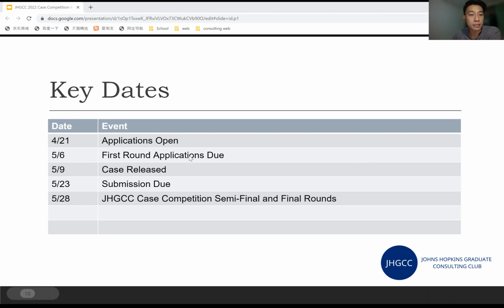On the 6th of May is the due date of your registration. Then on the 9th, we will release the case, and you will have, I think, 15 days, actually 2 weeks, to work on the case, and you will submit your report with a recording. Then in the next 2 or 3 days or so, we'll notify you whether you'll advance to the semifinal rounds. And May 28th is the case competition date, when the semifinal and final rounds will take place.